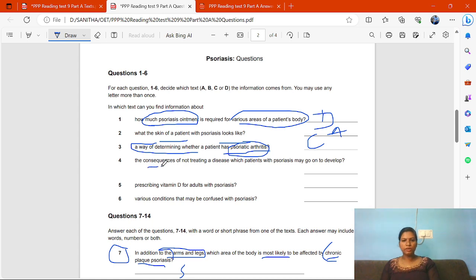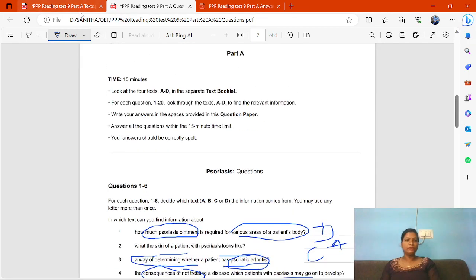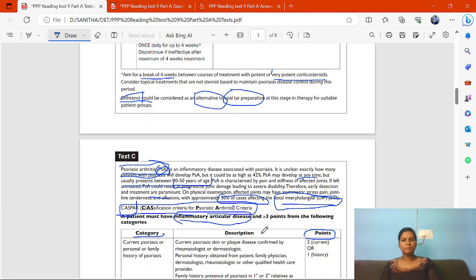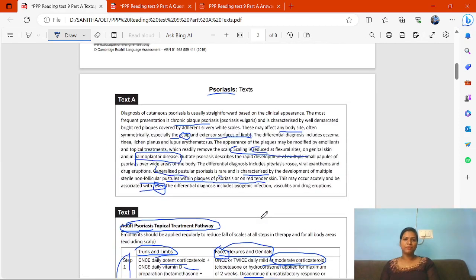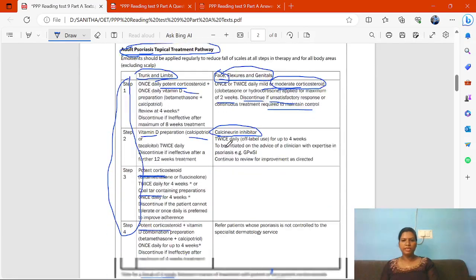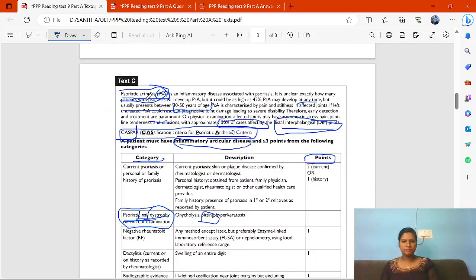The consequence of not treating a disease which a patient with psoriasis may go on to develop. The consequence of not treating, this is a keyword. Where will we get it? Maybe in A. If it is not there in A, then you have to check C. You have to see fast. If the consequence is not there, and B is about treatment, it is not there. See, we are gaining some points.